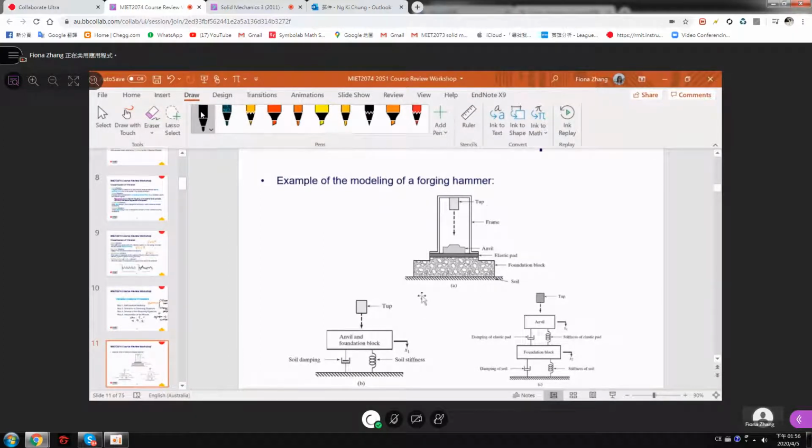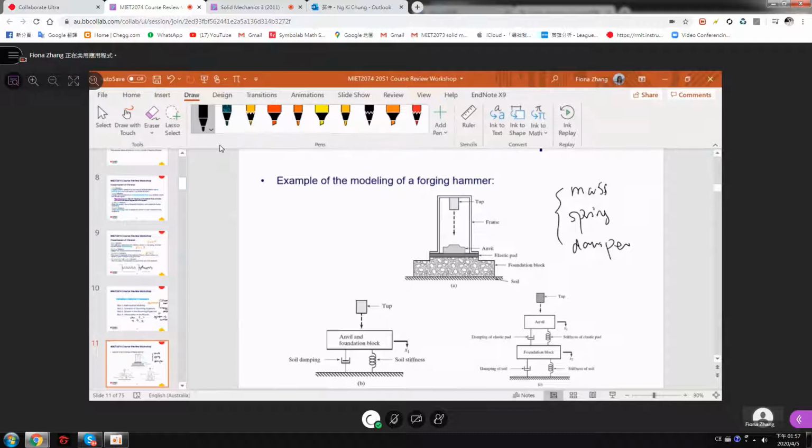Right, so we'll take a look at how you can do your first step. The first step is mathematical modeling. Remember that you have the basic elements in a vibratory system: the mass, spring, and damper. So how can you model the system into these basic elements?